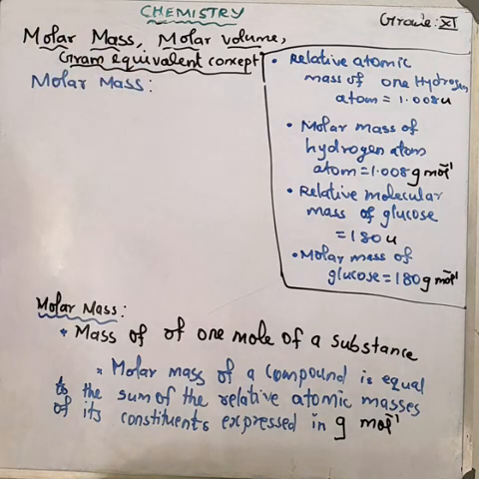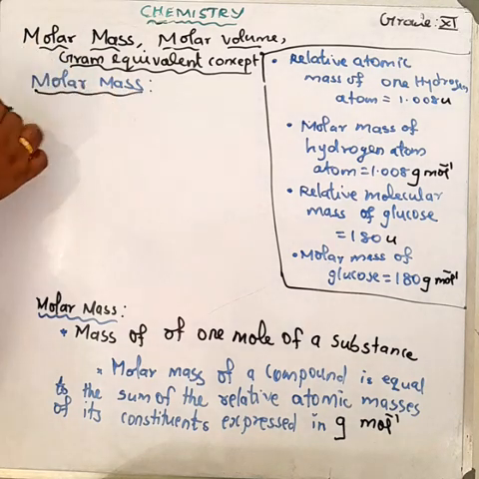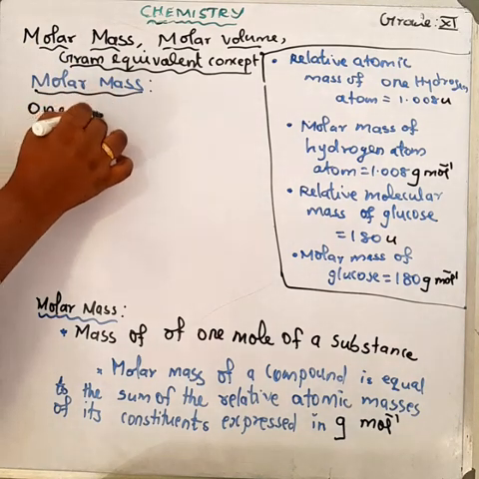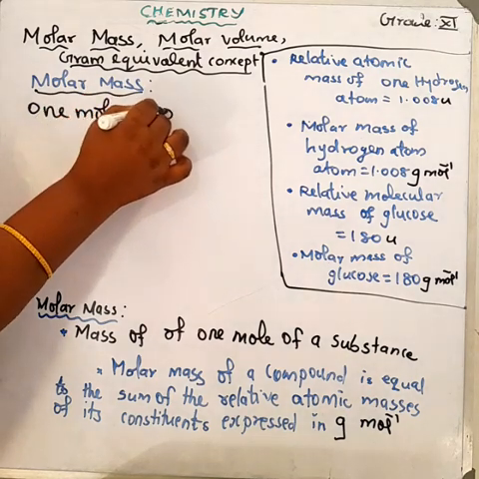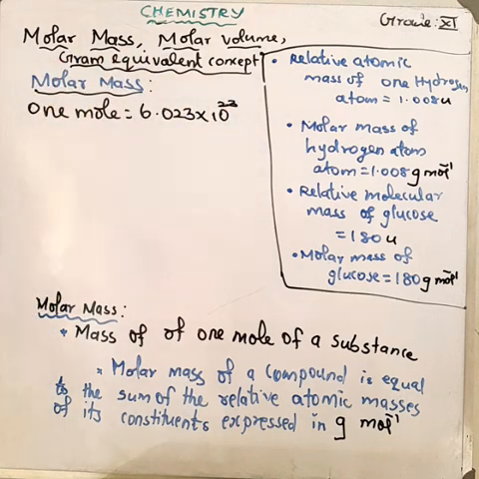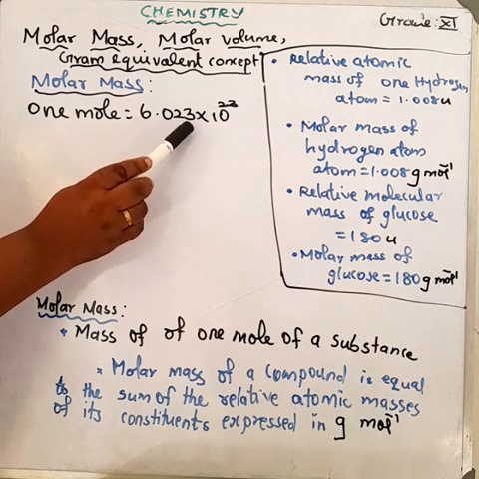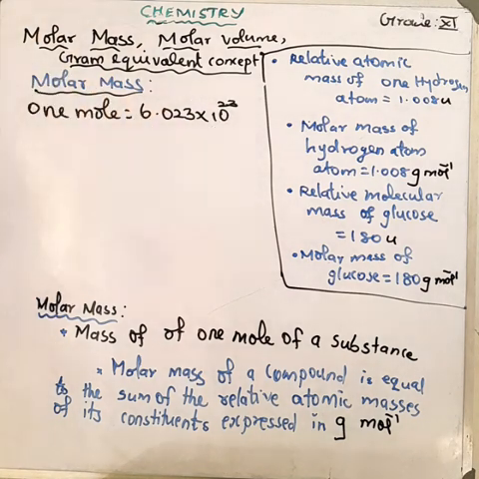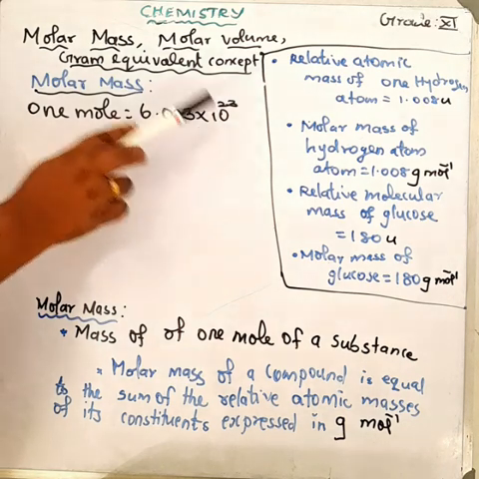Before that, in the last class we studied the mole concept. 1 mole is equal to 6.023 into 10 power 23. So 1 mole of any substance contains 6.023 into 10 power 23 entities. Entities means maybe atoms or ions or molecules.